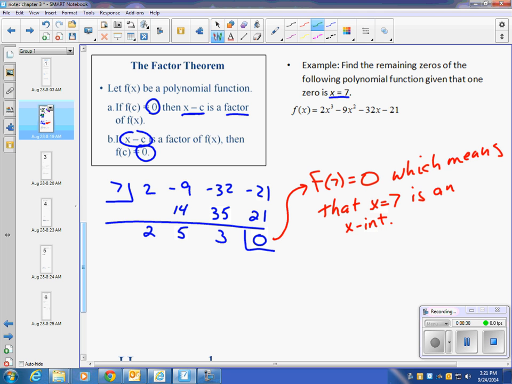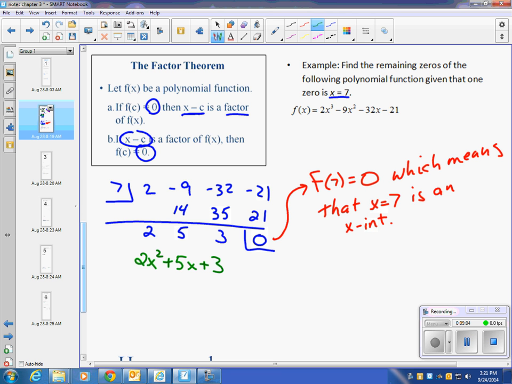Well, the part that's left over down here, if we put the variables back in, we have a 2x squared, we have a 5x, and we have a 3. That, my friends, is a quadratic. We can solve a quadratic by many different methods. You could factor it if it's factorable. You could use the quadratic formula. If you're kind of weird, you could complete the square, I suppose, if you wanted to. Most people don't choose that. But we've got a bunch of different methods to solve these quadratics.